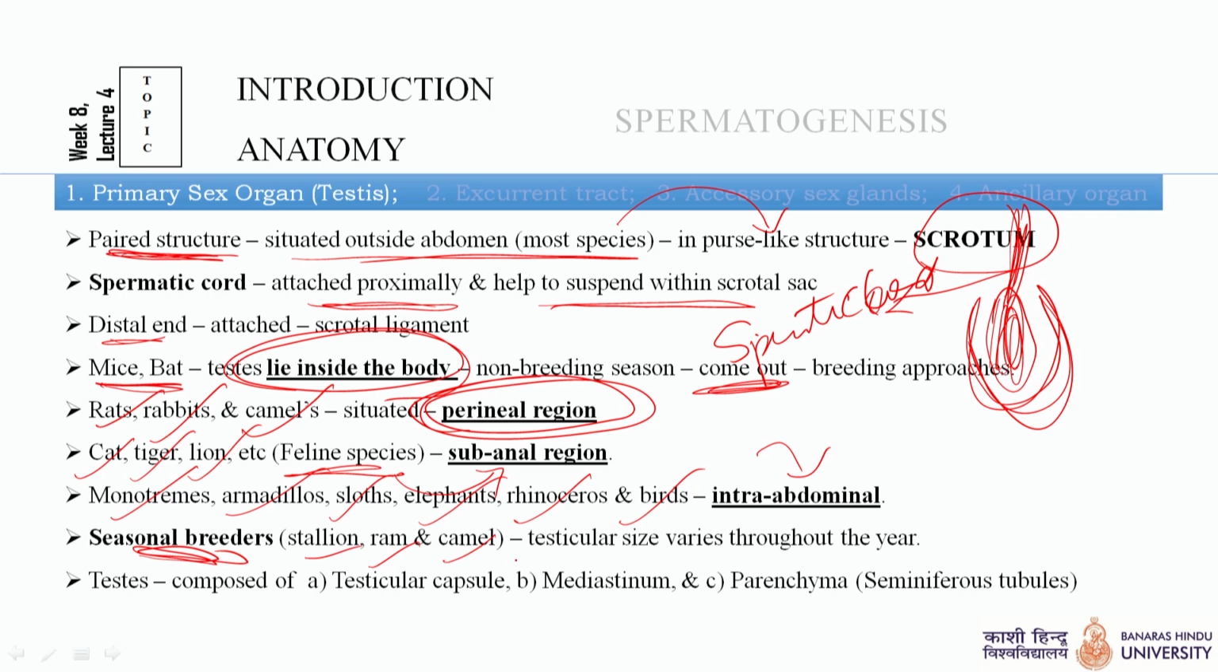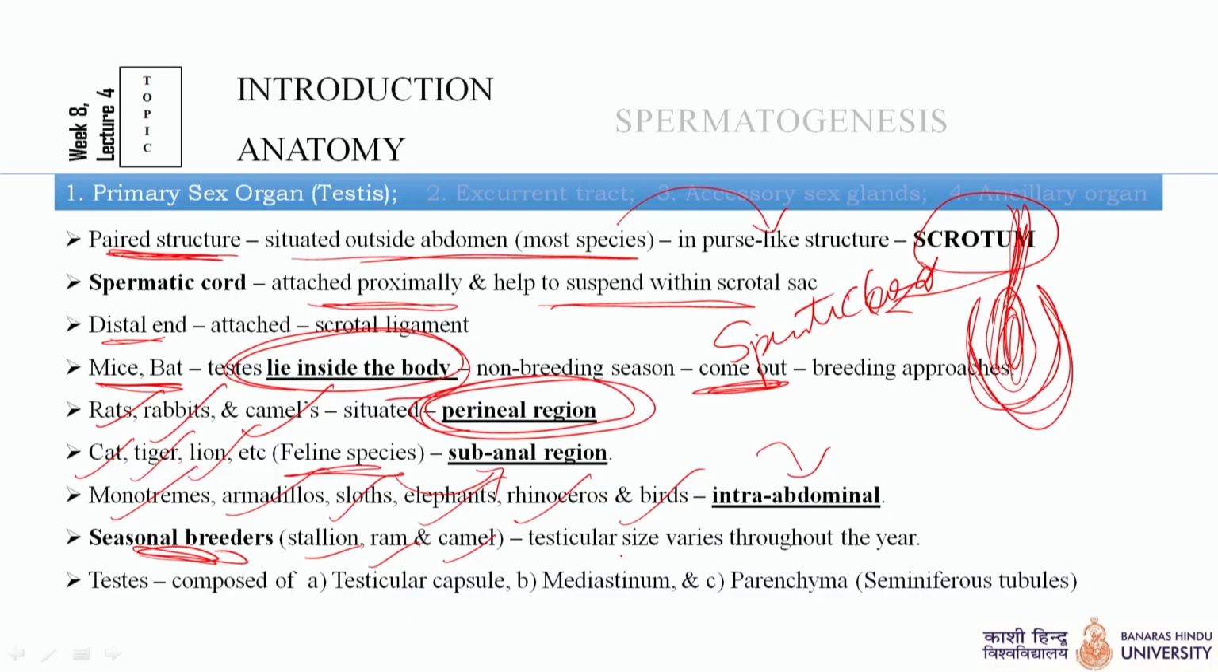In these species, depending on the season, when it is approaching the breeding season, the size of the testis increases. Otherwise, the testicular size always remains small in these species. So the testicular size varies throughout the year in seasonal breeders, but this is not the case with the other breeders. Then next will be the testis structure.